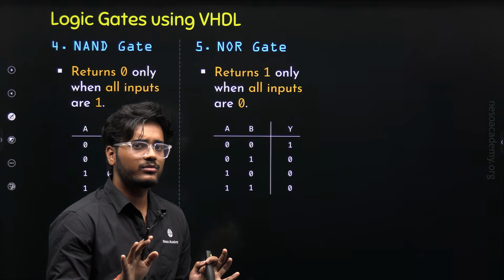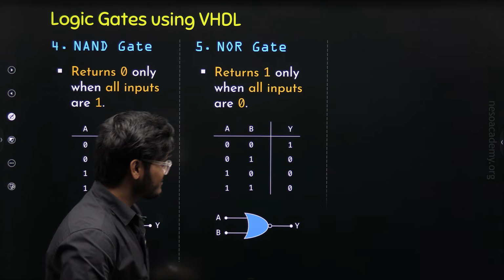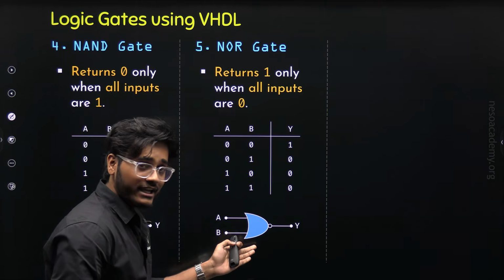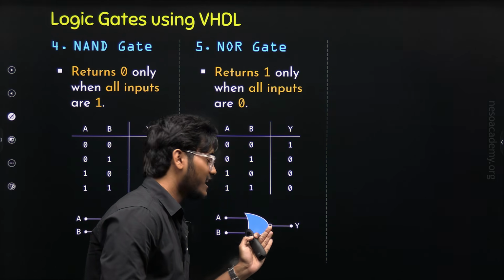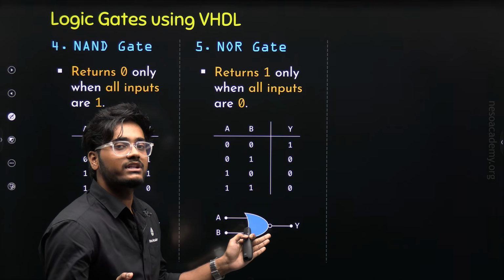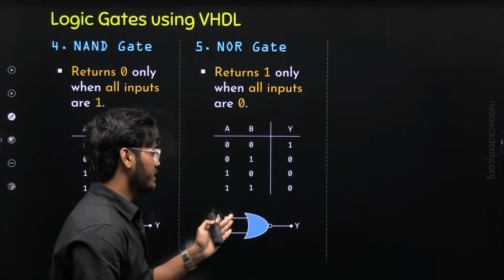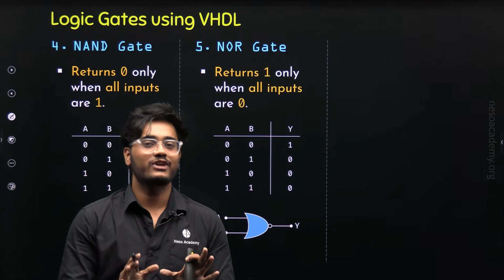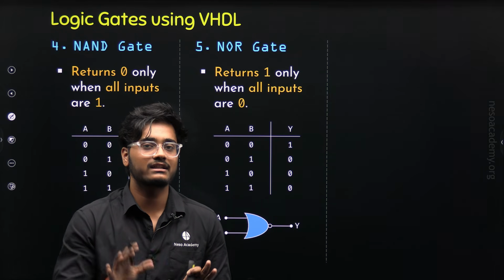Now, let's see the symbol for the NOR gate. NOR gate is the OR gate with the inverted output. Here, the bubble represents the inversion of the OR gate. So, I hope you understand the universal gates.